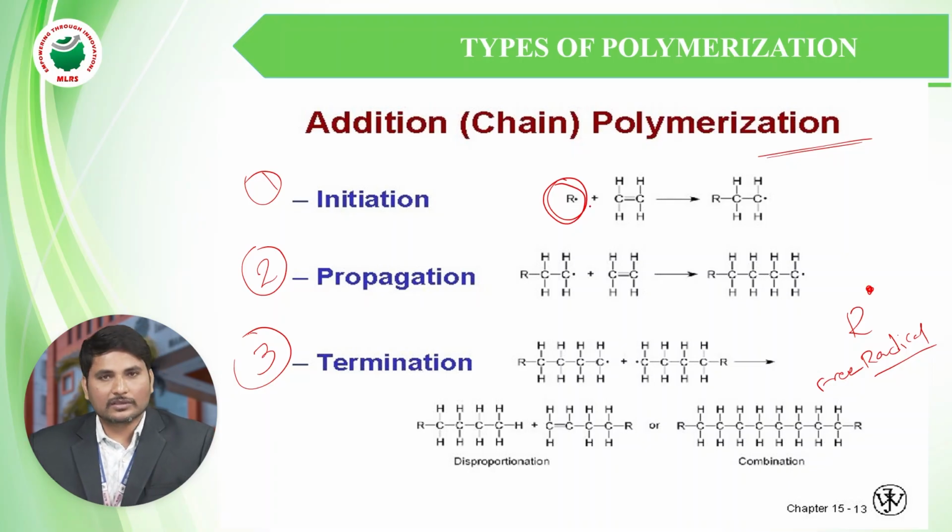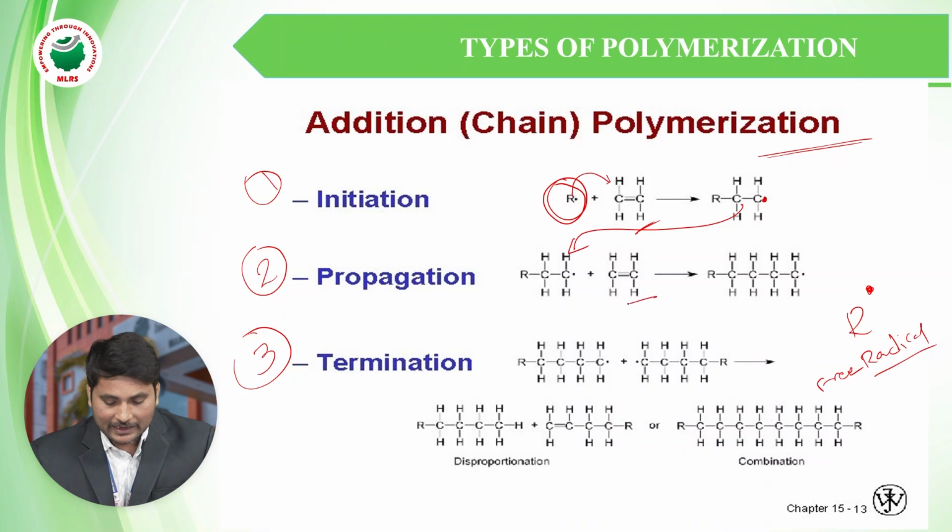This free radical reacts with one of the monomers, that is our ethylene monomer. When this free radical reacts with ethylene, the electron is shifting from the free radical to the monomer. Now we get the ethylene free radical. This ethylene free radical is again reacting with another monomer of the same type.